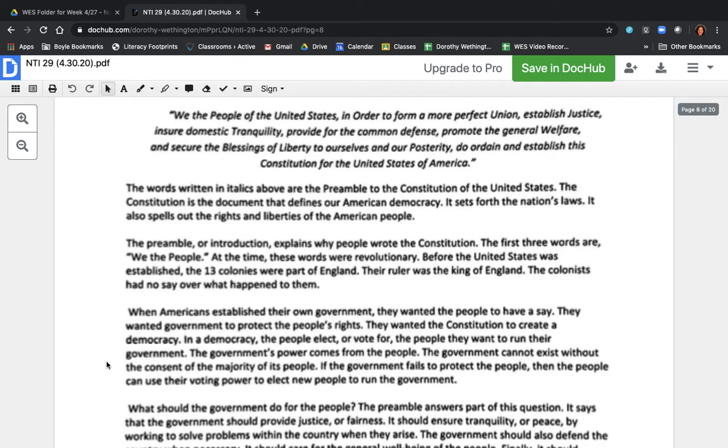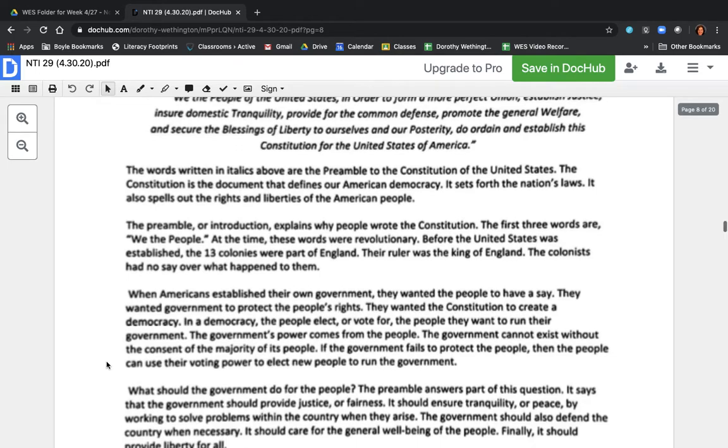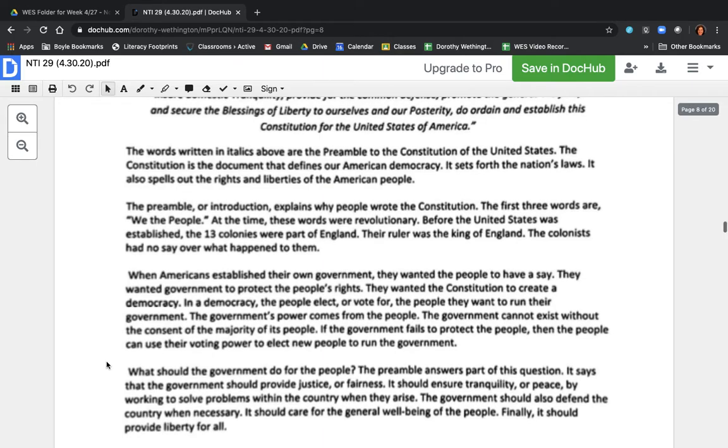In a democracy, the people elect or vote for the people they want to run their government. The government's power comes from the people. The government cannot exist without the consent of the majority of its people. If the government fails to protect the people, then the people can use their voting power to elect new people to run the government.